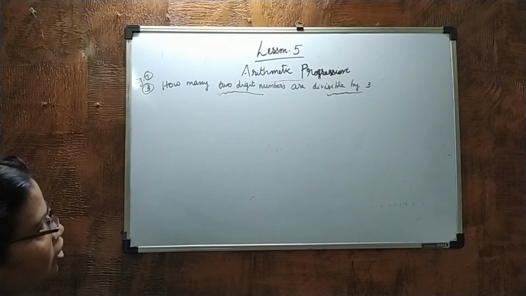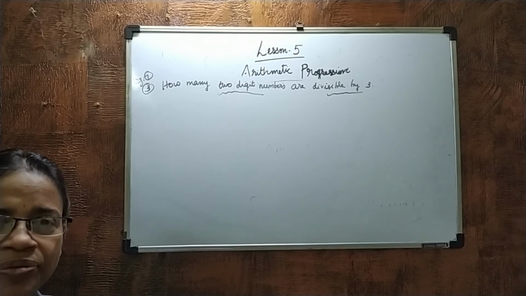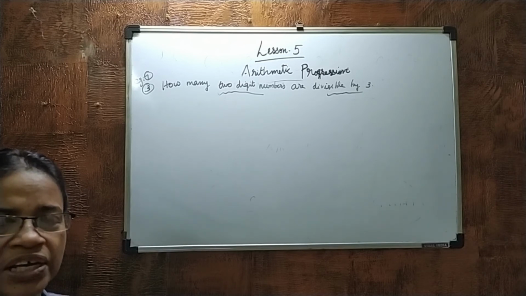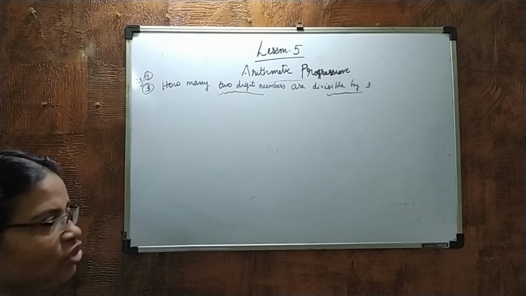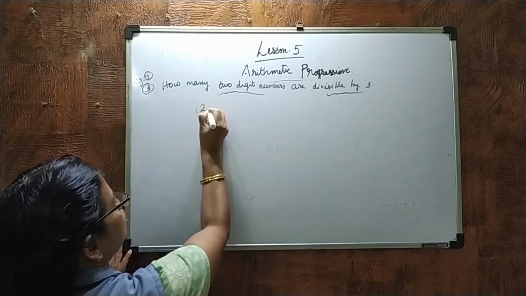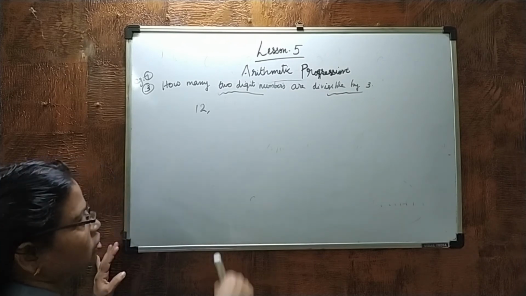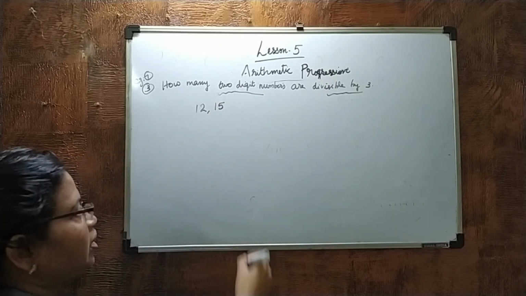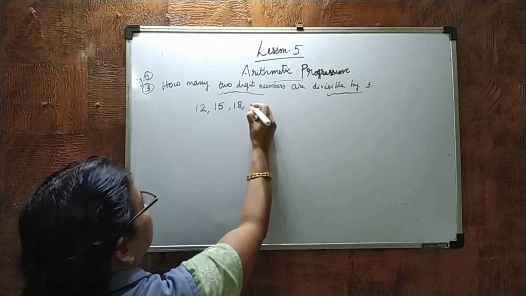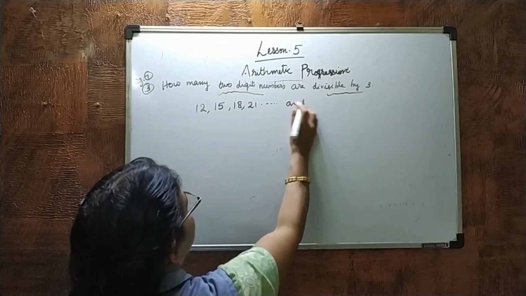So here, just look, we will start with the 2-digit numbers which are divisible by 3. Which is the first 2-digit number? It is 10, right? Is it divisible by 3? No. 11, is it divisible by 3? No. 12, yes. 3 into 4 is 12. So 12, then the next one: add 3, you will get the answer, right? 12 plus 3 is 15. Again 3, 18. Then again 3, it will be 21, etc.